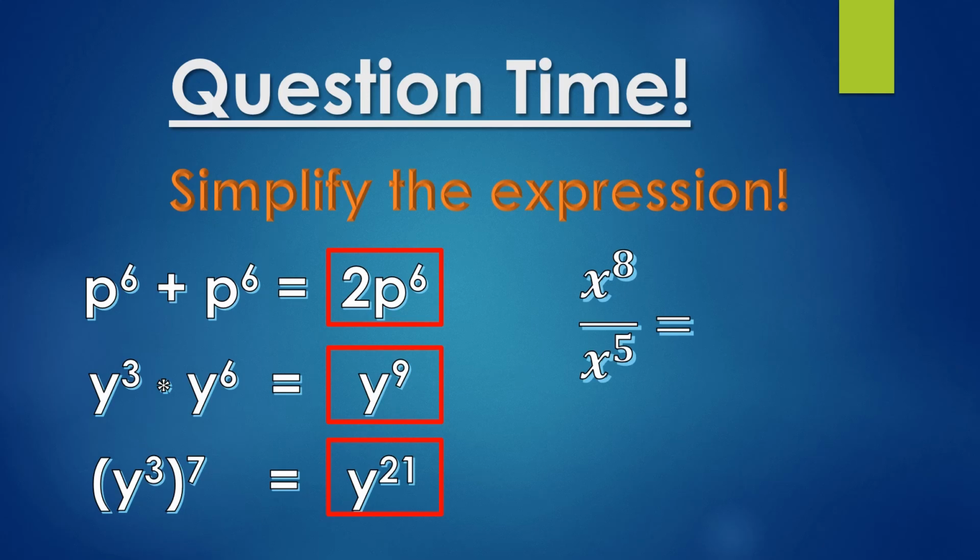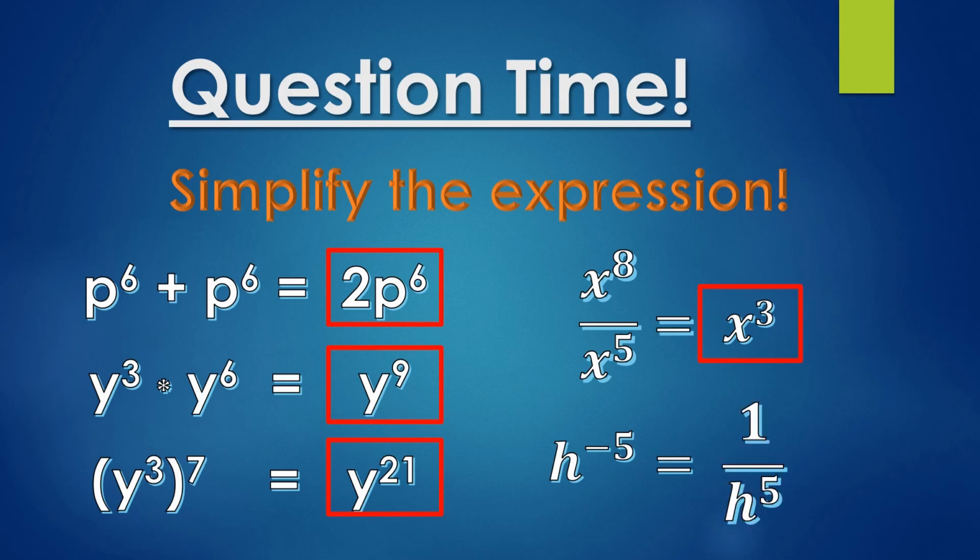Next, we have x to the 8th power over x to the 5th power. So when we divide, we subtract the exponents. So x to the 8 minus 5 power would be x to the 3rd power. And finally, we have h to the negative 5. Now remember, when we have negative exponents, we're going to use the inverse property, and we're going to put it under a fraction under 1. So 1 over h to the 5th.